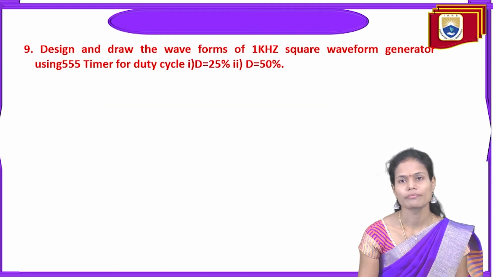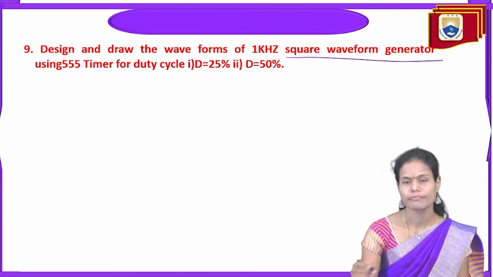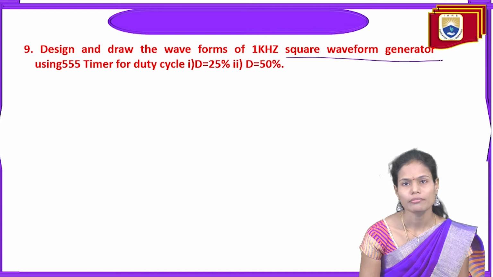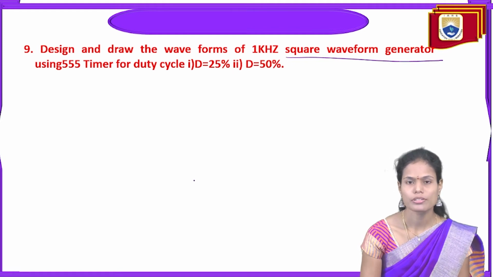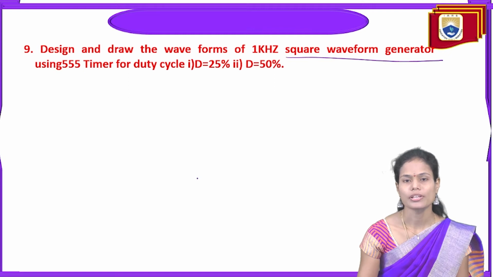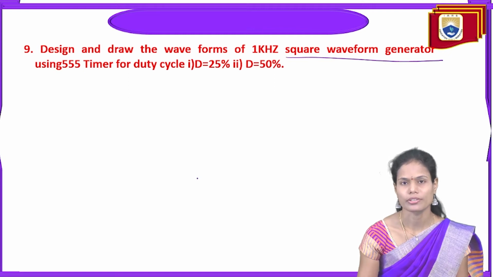Design and draw square waveforms of a 1 kHz square waveform generator using a 555 timer with a duty cycle of 25% and 50%. So this is the problem we have already discussed in the previous slides, and we have also discussed it in the problems on the operational amplifier or waveform generators using operational amplifier.